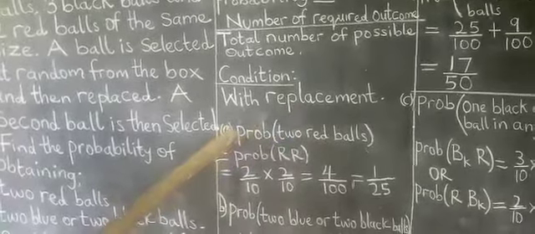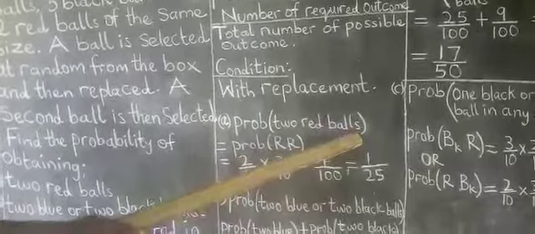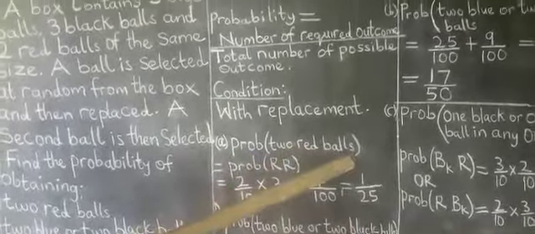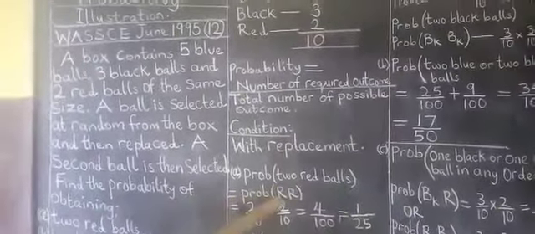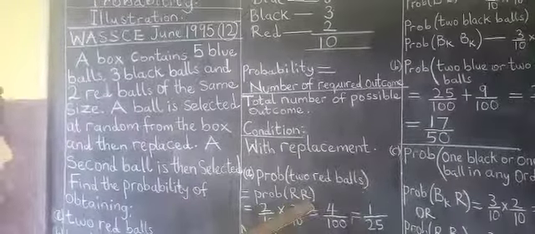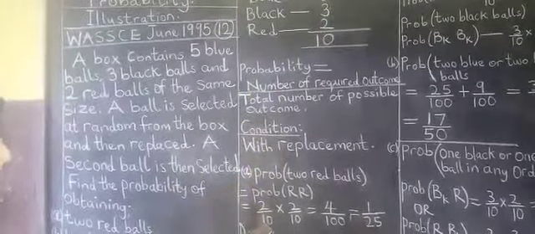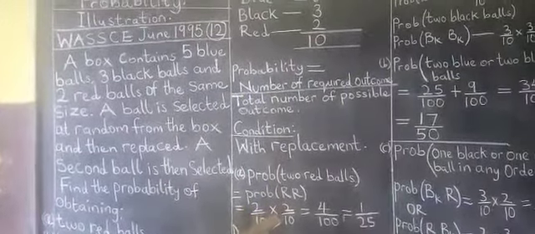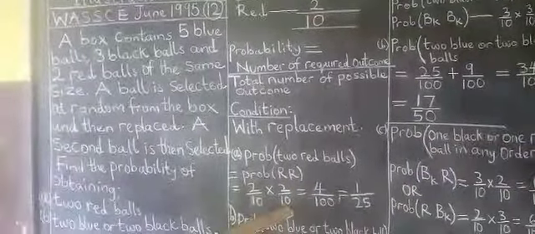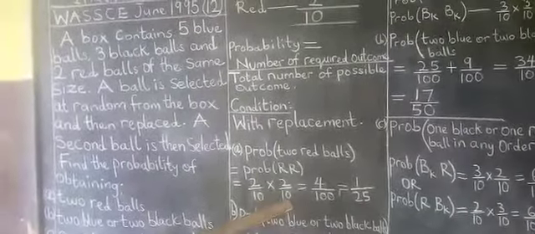Now to the question. A. Probability 2 red balls. Find the probability of obtaining 2 red balls. That means probability red, red. So the probability of getting 1 red, since red is 2, so we say 2 over 10, the first red, times 2 over 10. It does not decrease. The fraction does not decrease in both its numerator or denominator.